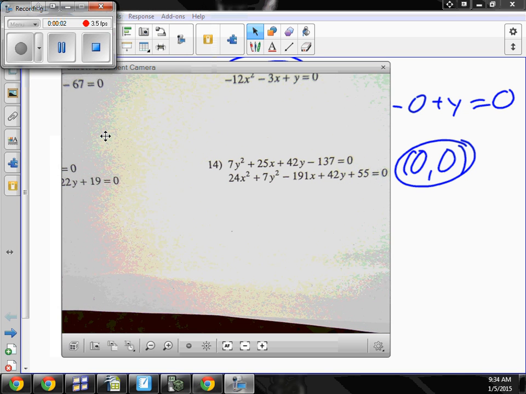So in this worksheet, we're going to be talking about the intersections of nonlinear systems in a little bit more complicated form than we looked at in the past.